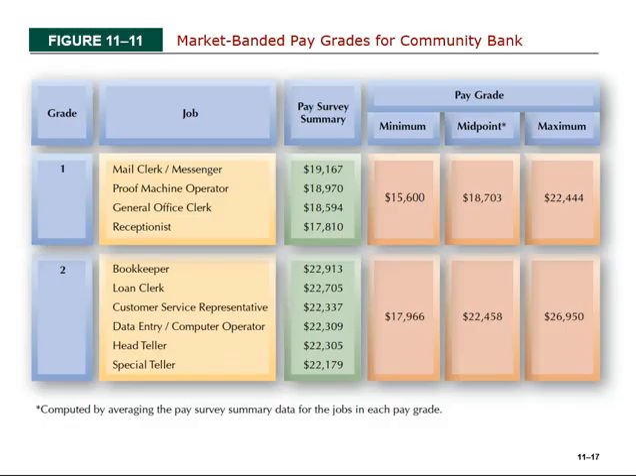I do want to spend a lot of time on this chart because this chart outlines what we call pay bands or pay grades within organizations. This is an example from a community bank, and you can see that we're just showing two pay grades, 1 and 2. Pay grade 1 is a lower compensation grade ranging from 17,000 to 19,000, whereas pay grade number 2 has a little bit higher pay, and you see that can go basically in the $22,000 range.